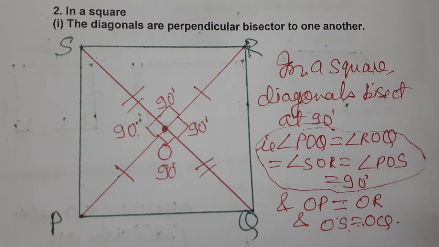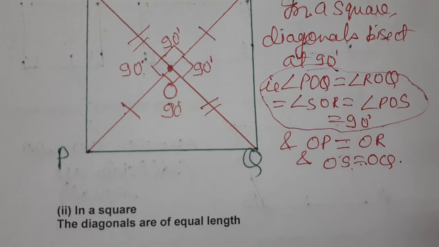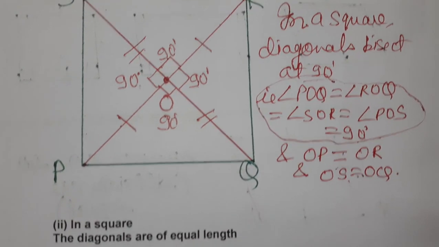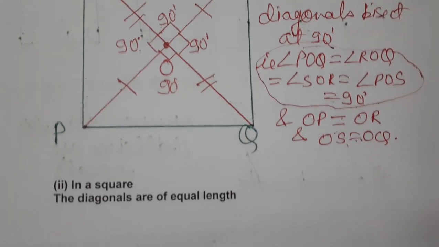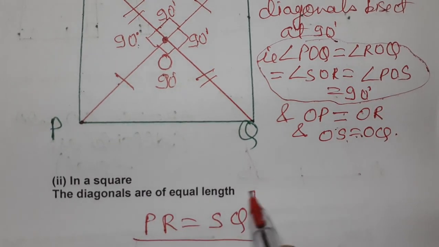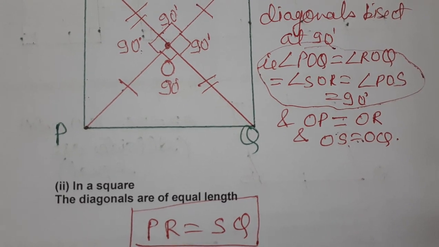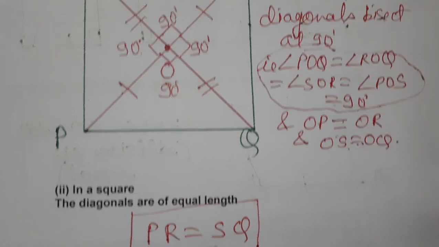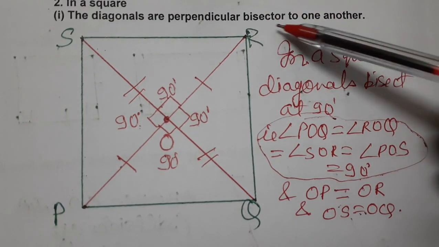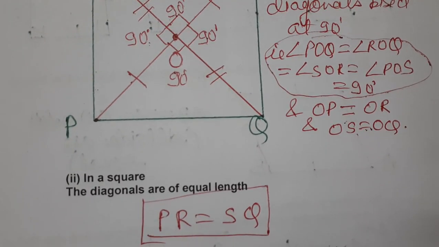And second one, in a square, diagonals are equal also. What is the second property of a square? In a square, diagonals are of equal length. Which are the diagonals here? PR and SQ. So PR equals SQ. This is the second property of a square. These are the properties of diagonals, children, because both are based on diagonals. The first property of a square, diagonals are perpendicular bisectors, and second, diagonals are of equal length also.